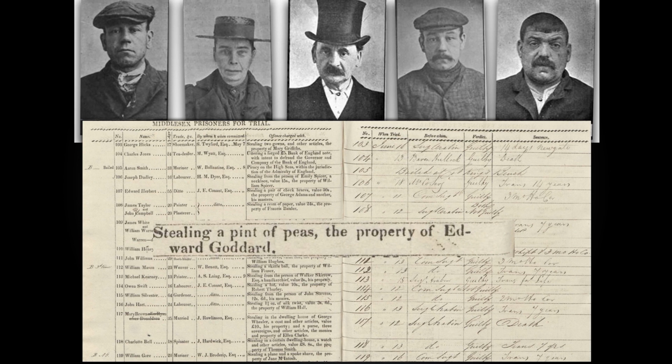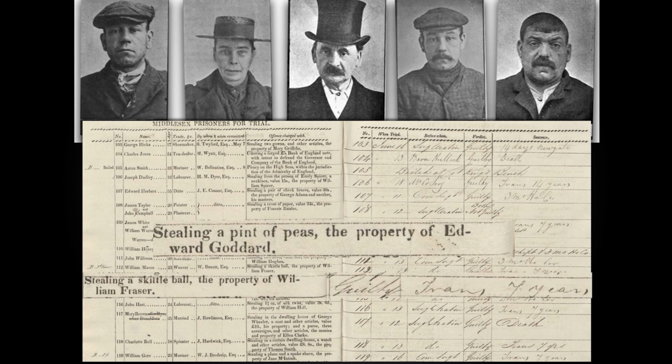For example, we have a William Warren who was accused of stealing a pint of peas. Now, he was found not guilty, but William Mason, just the next record below, was accused of stealing a skittle ball. Now, you can think, popping down the pub, playing some skittles with his friends, he thought it'd be a great laugh to take that skittle ball home as a memento from winning the night, perhaps. Well, in the morning when he woke up, he was found guilty of stealing that skittle ball, and he was sentenced to 7 years transportation to Australia. So you can see these really harsh punishments dealt out for really low misdemeanors.